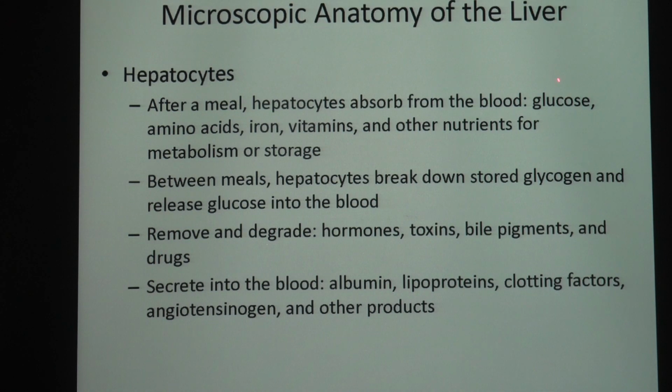releasing or absorbing glucose, amino acids, iron, vitamins, metabolism and storage. They also break down the stored glycogen. They are a huge filtration point, so degraded hormones, toxins, bile pigments, drugs. And then it also will release huge numbers of proteins that are unbelievably important for the maintenance of your body. Number one, albumin.